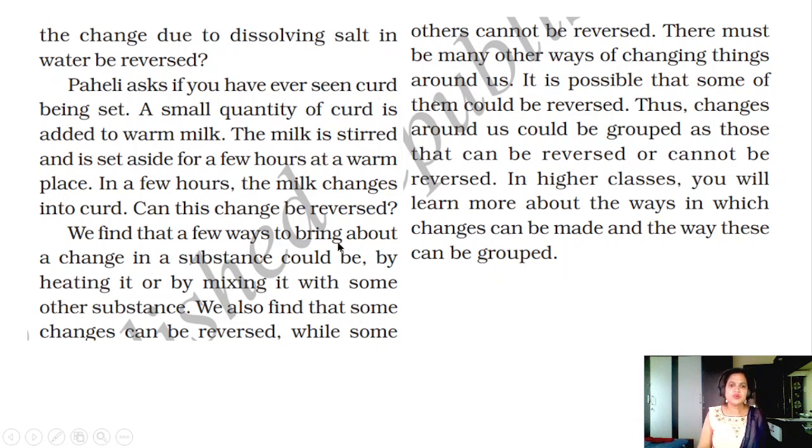We find that a few ways to bring about changes in a substance could be by heating it or by mixing it with some other substances. We also find that some changes can be reversed, while some others cannot be reversed. There must be many other ways of changing things around us. It is possible that some of them could be reversed. Thus, changes around us could be grouped as those that can be reversed or cannot be reversed. In higher classes, you will learn more about the ways in which changes can be made and the ways these can be grouped.